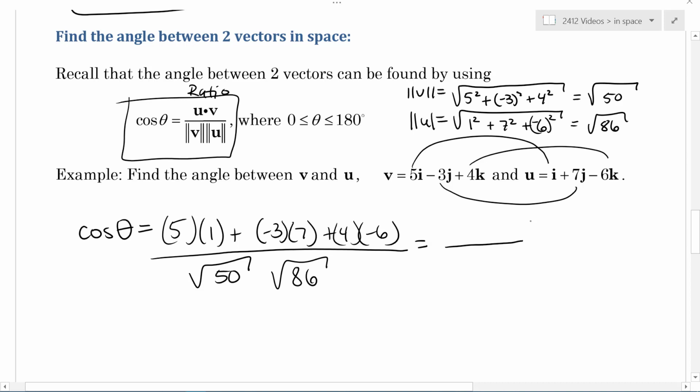Okay, so we're going to do the same thing that we did before. I like to multiply those two square roots together underneath the same square root. If you have a different technique of simplifying from here, that's perfectly fine. But I'm going to go ahead and write that as the square root of 4,300. Alright, so I'm going to simplify across the top. That's 5 minus 21, and then minus 24. So I get negative 40 across the top.